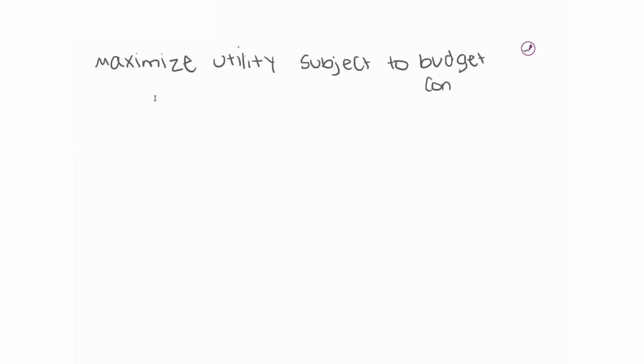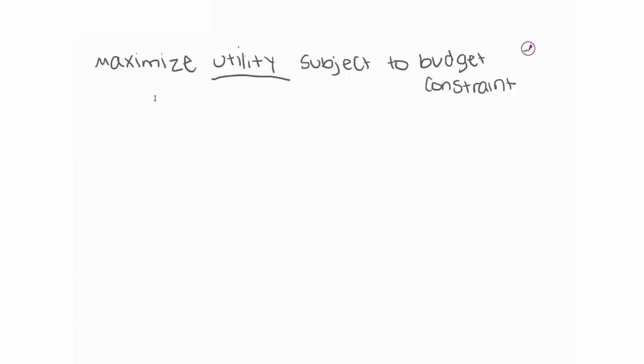But what I want to do first, before we talk about the process, is get a visual of what's going on in consumer optimization, because I think looking at it visually really helps to understand why we're going to do what we're going to do. So what we're trying to do is maximize utility. And remember, utility just means happiness. We're trying to make them as happy as possible, subject to their budget constraint, which means that whatever we choose has to be affordable.